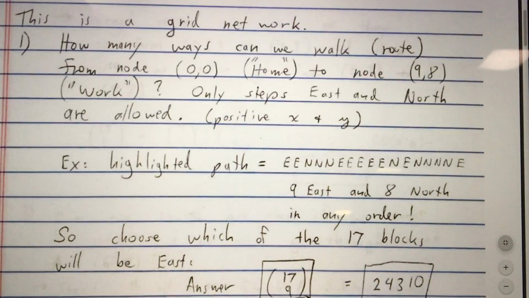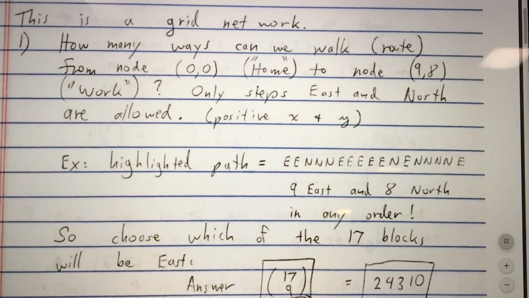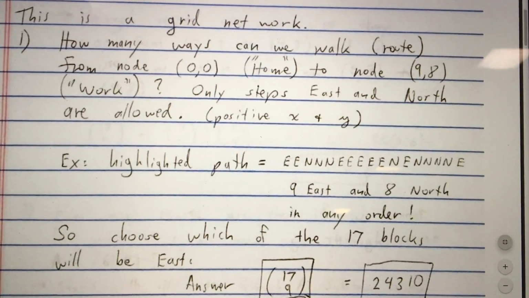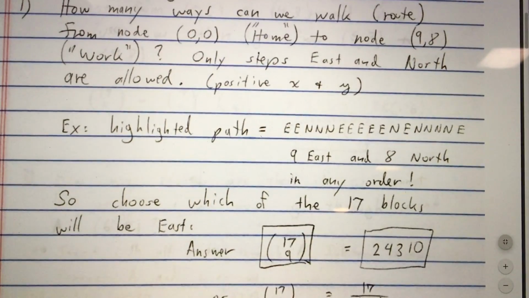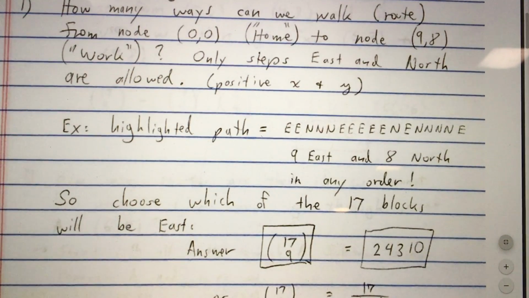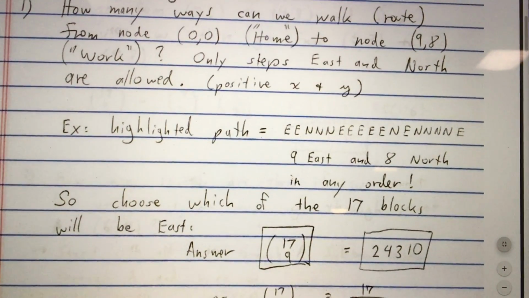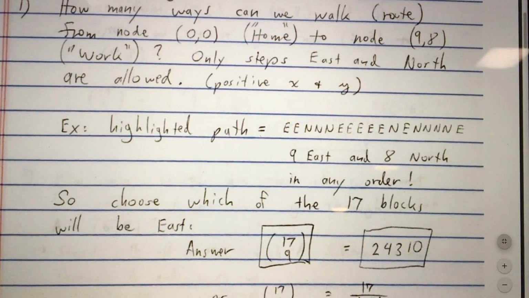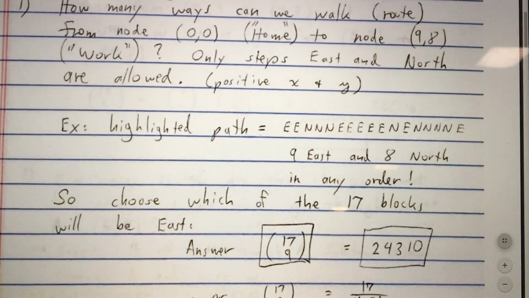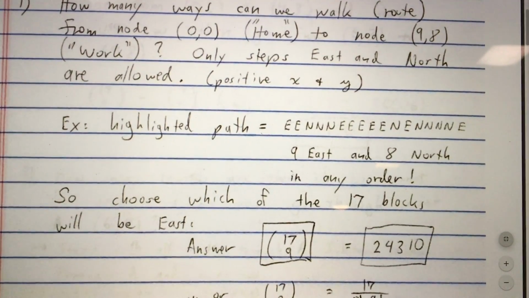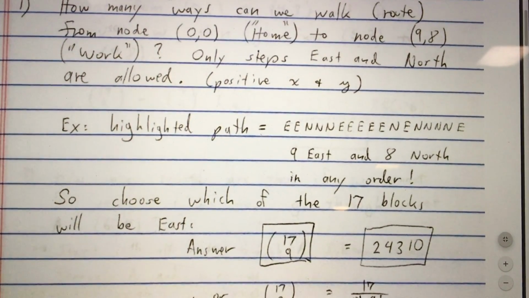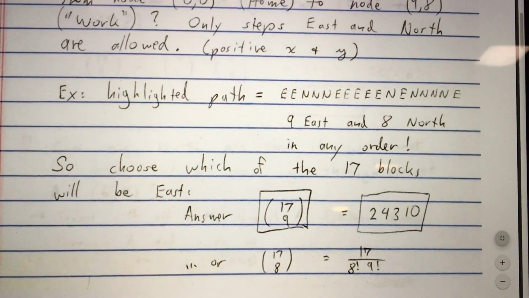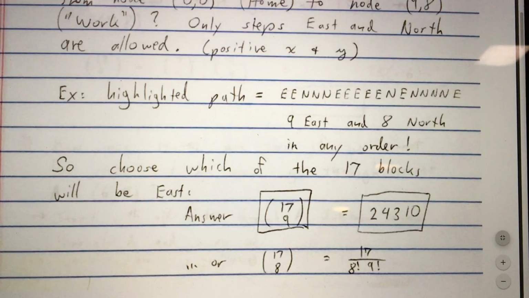All we have to do is choose which of the 17 blocks that you step, because there's 17 total, 9 plus 8, will be east. So the answer is 17 choose 9. Which is the same thing as the number of anagrams of that list of e's and n's. 17 places. You could do 17 factorial divided by 9 factorial, 8 factorial. Because remember, 17 choose 9 is the same thing as 17 choose 8.